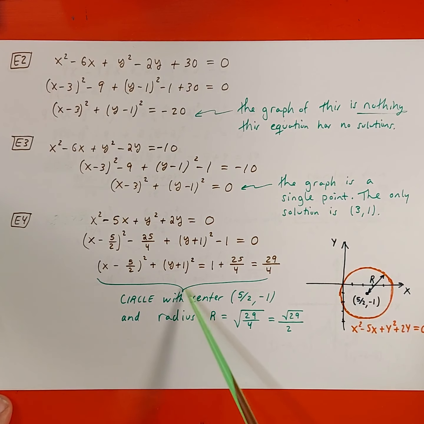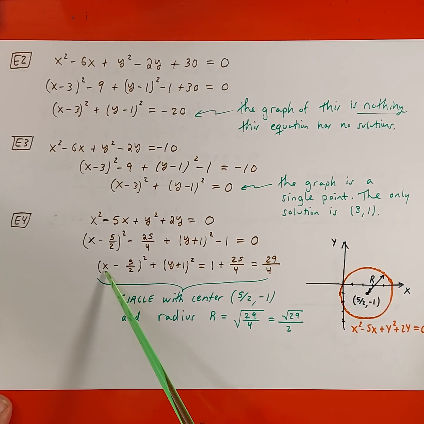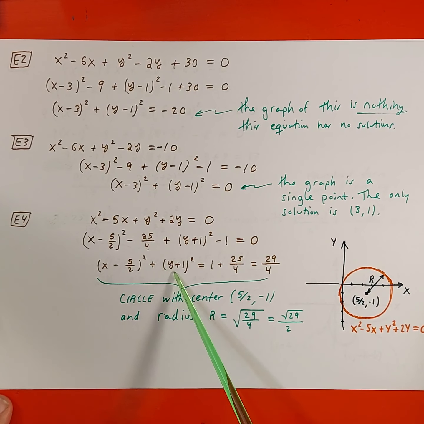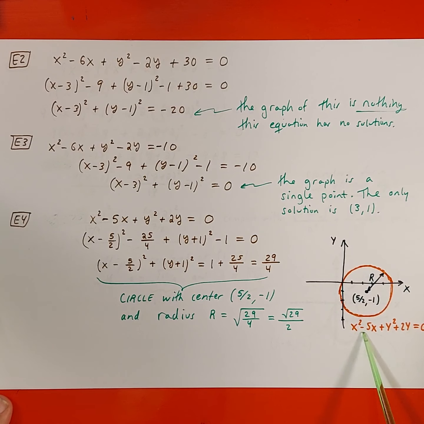And, well, that's a circle. It is a circle with radius square root of 29 over 4, which is square root of 29 over 2. And the center, we can see by inspection, is at 5/2, comma, minus 1. And here's a picture of it. This is what the circle looks like, approximately, all right?